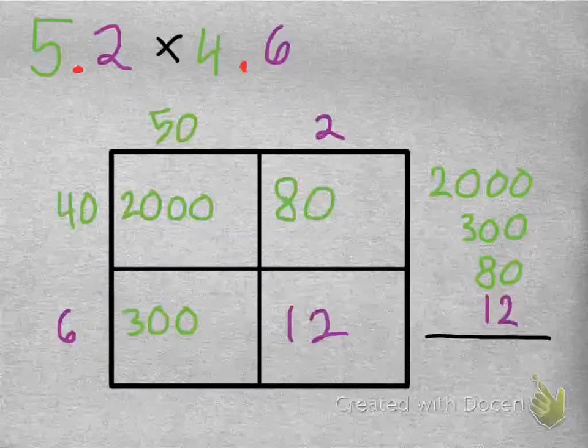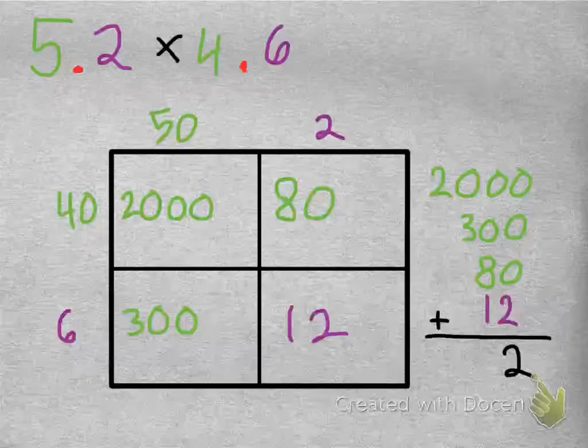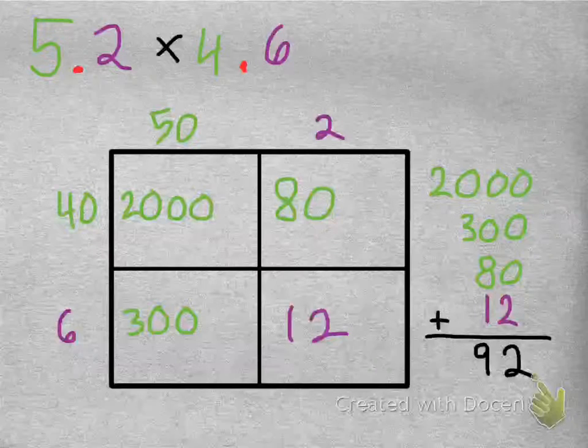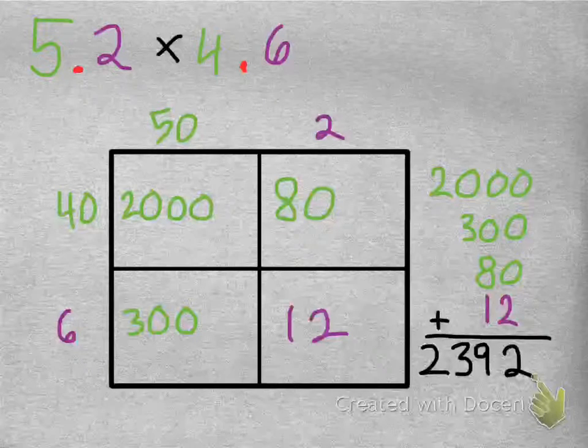2,380 and 12. 0 plus 0 plus 0 plus 2 is 2. 0 plus 0 plus 8 plus 1 is 9. 3 plus 0 is 3, and 2 plus nothing is 2. So 2,392. Now this is where things change.